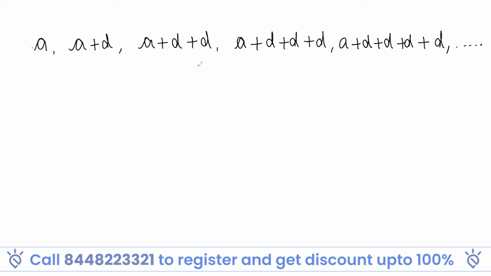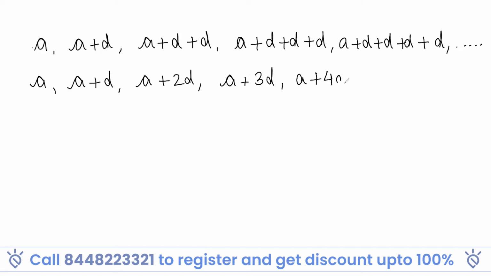So now we are going to simplify this. This A I'm writing as it is. This also I'm writing as it is. Now A plus D plus D can also be written as A plus 2D. A plus D plus D plus D can be written as A plus 3D. The next one can be written as A plus 4D, and so on. Now this is the first term, this is the second term, this is the third term, this is the fourth term, this is the fifth term.